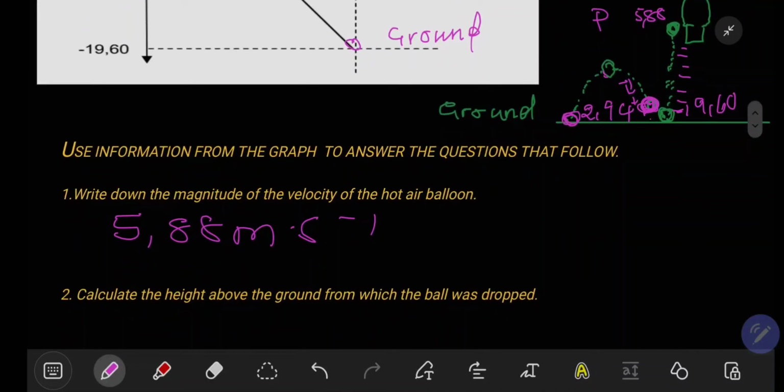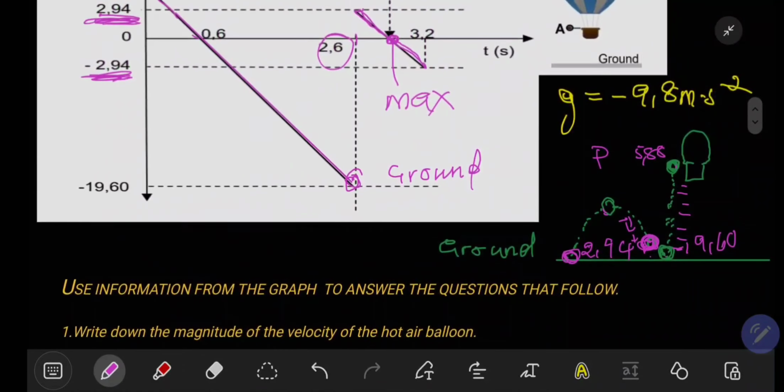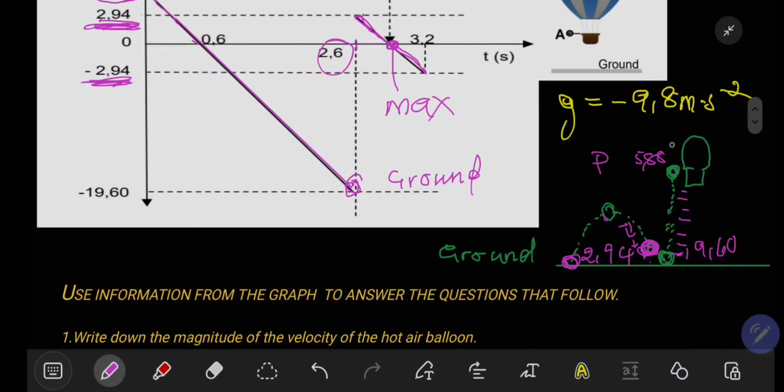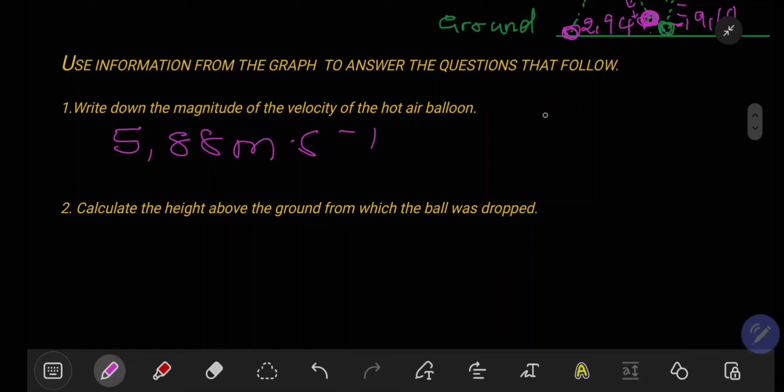Then the second one says calculate the height above the ground from which the ball was dropped. When we want to calculate this height above the ground, it means they want the displacement from the hot air balloon to the ground. So let me try to redraw this.